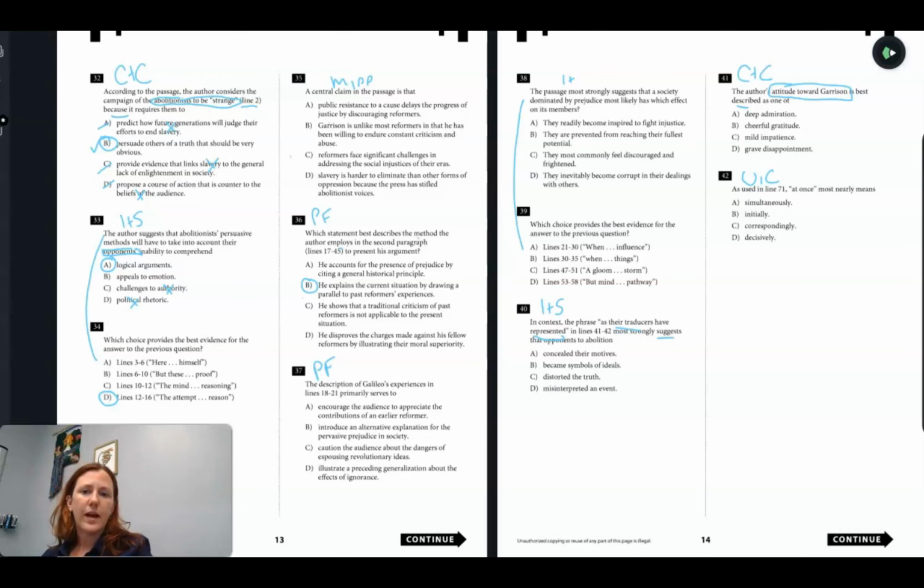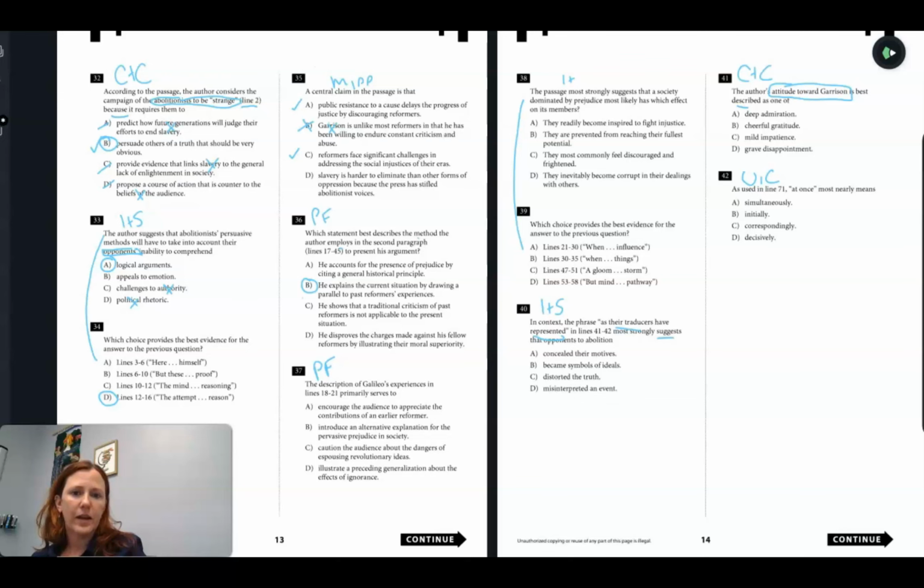A central claim in the passage, so again, we can get rid of any example that is a detail. Public resistance to a cause delays the progress of justice by discouraging reformers. That's pretty broad stroke, so I'm not going to get rid of it yet. Garrison is unlike most reformers. He is not even brought up until the last paragraph, so I'm going to go ahead and get rid of this one. Reformers face significant challenges in addressing social injustice of their eras. That's accurate because we brought up a couple of reformers, not only the current abolitionists, but also others.